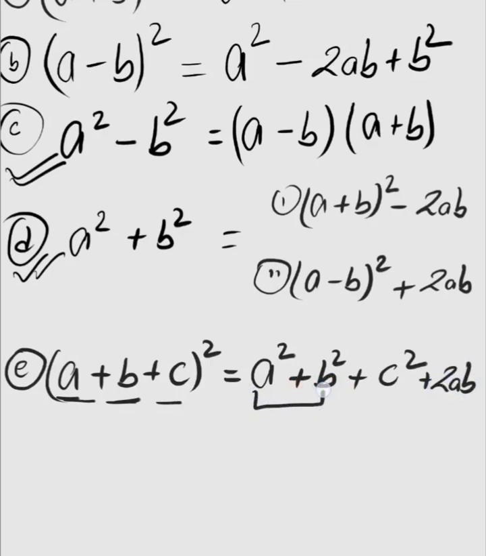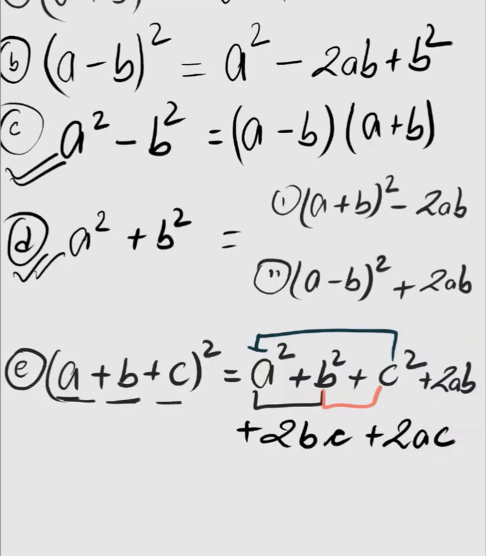then 2bc, then write plus 2bc, then again c and a, so write plus 2ac. AC or CA is the same, so CA. This is the formula and it is seldom used, so you need to remember the formula.